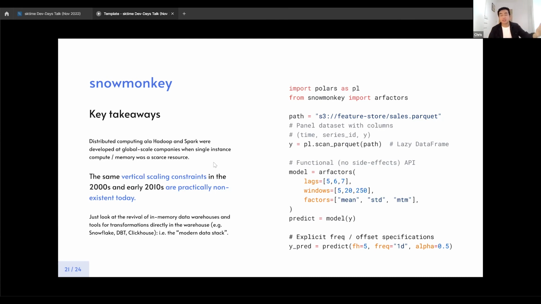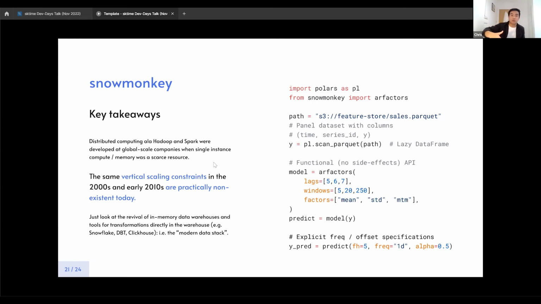I can easily go on AWS and spin up an M6i 24xlarge instance, which has about 240 gigabytes of RAM and I think 60 or 80 vCPUs. These vertical scaling constraints that you saw in the 2000s, 2010s, where they had to deal with smaller computers to run their massive scale data, and the only way to do it at that time was to build something like Hadoop and Spark, which is to have many small computers and distribute your computation across them. That's practically non-existent today. And in fact, it's been this case for perhaps the last 5-6 years.